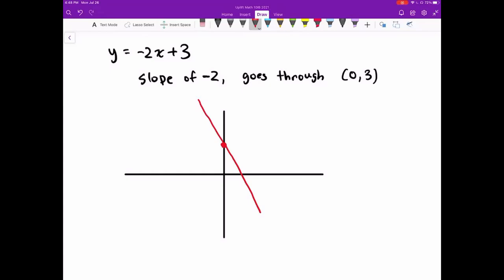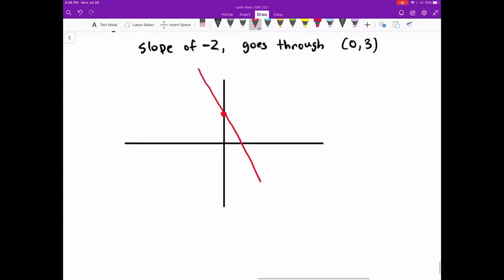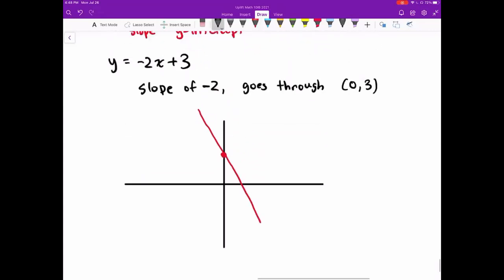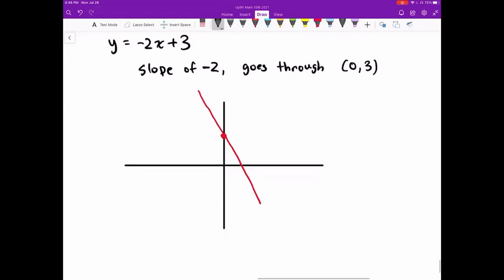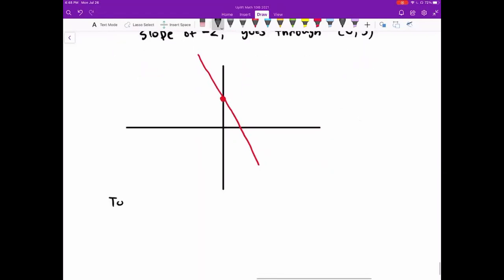So to make the line drawing easier, we can figure out the x-intercept. We already know that when we have an x-intercept, the y-coordinate will be 0. So we can use the equation above. We could put y as 0.